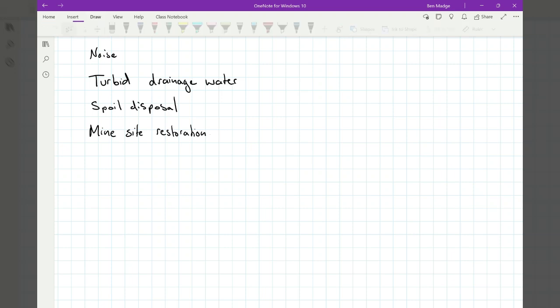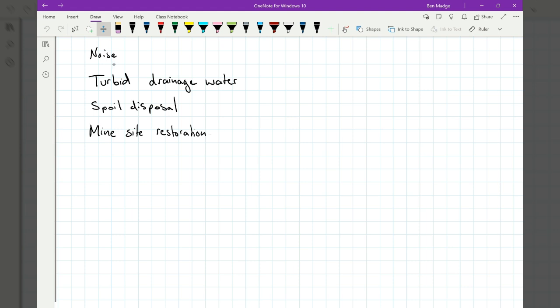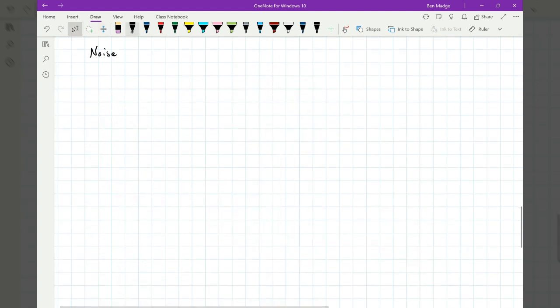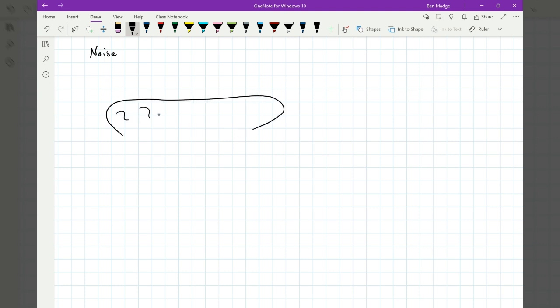Okay, so let's have a look at noise pollution and how mines can mitigate against it. If we have our open cast mine doing their normal thing, and we've got our trucks driving around down there, and we've got some blasting going on. Obviously, this truck's left it a little bit late before it left. So these are our main sources of noise.